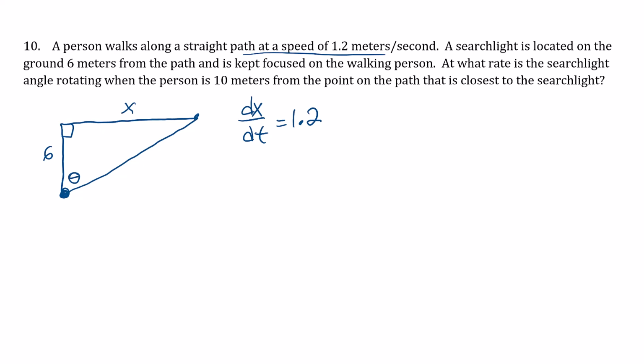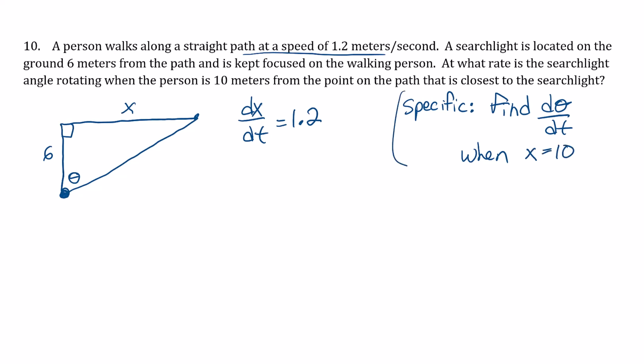And we want to find, they give us a specific case, and that is to find the rate of change of the spotlight, so dθ/dt, when the person is 10 meters from the point on the path closest to the spotlight. So this will be when x equals 10. So there's our specific, which we'll do in a minute. But now let's get our connection.